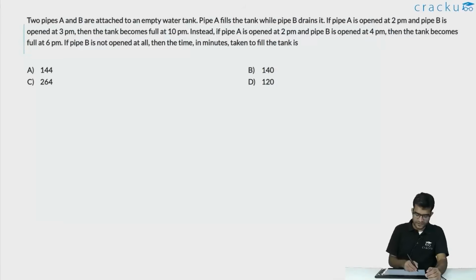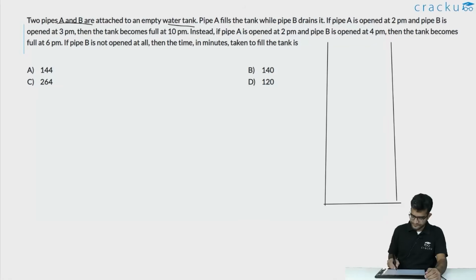In this question, we are told that there are two pipes A and B which are connected to an empty water tank. Let us assume that this is the empty water tank. Now A fills water into the tank and B empties the water from the tank. Let us assume that in 1 hour A fills A liters every hour and B empties B liters every hour.